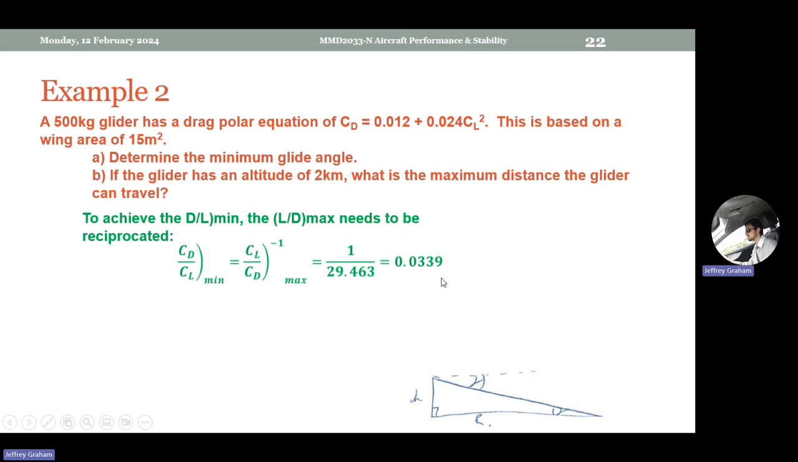So you've got a very small number, which we then need to take the tan inverse of. Often related to the tan of an angle, right? So minimum glide angle, drag to lift ratio that we just got, see small number, take the inverse of that, we get a very small angle out. So a very, very slow descent here.